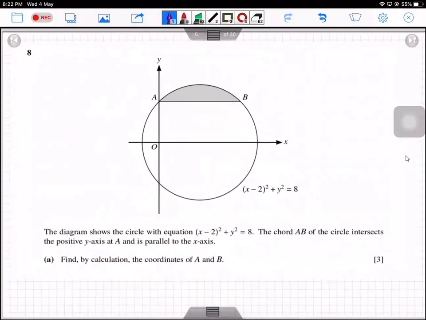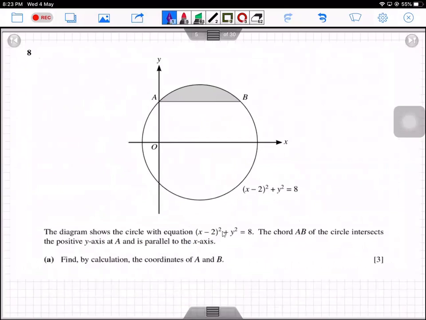The diagram shows the circle with equation (x minus 2) whole squared plus y squared is equal to 8. The chord AB of the circle intersects the positive y-axis at point A and is parallel to the x-axis. So this chord AB is a horizontal line. The first requirement is to find, by calculation, the coordinates of A and B.